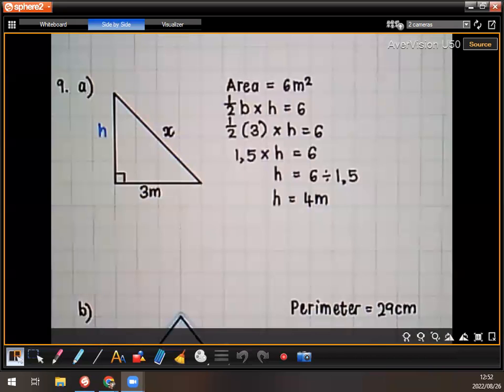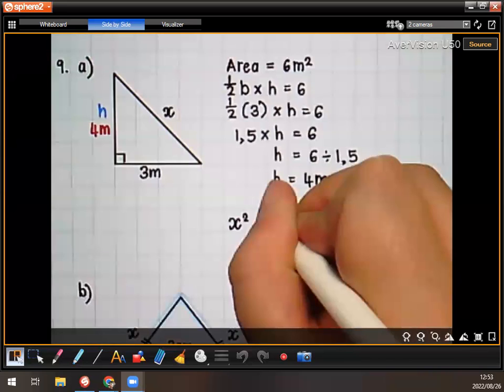I'm not done yet. I'm just going to move this picture down a bit. Okay, guys, so that is how you find h. You use the formula for the area, you put in the base that you have, and you basically solve it for h. It's like you're solving an equation. Now we still have to find x, guys. So I'm just going to put in that h is 4 meters.